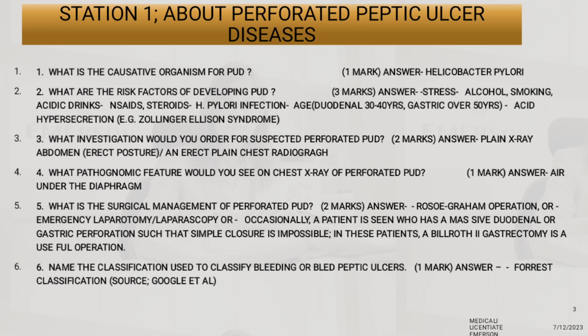The name of the classification used to classify bleeding or bled ulcers. So we have the Forrest classification. So that's the name of the classification to classify bleeding or bled ulcers.